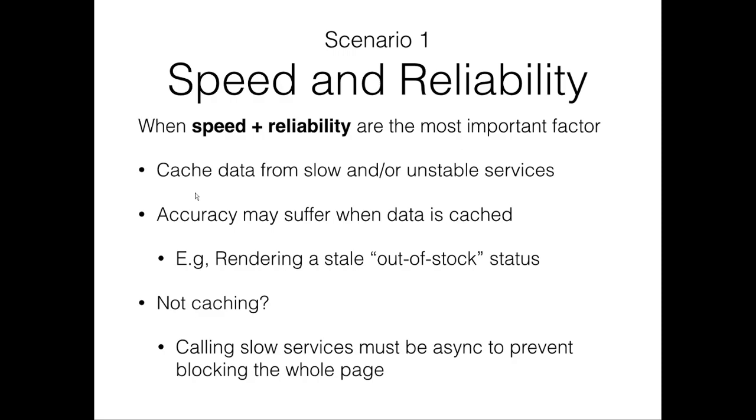So let's look at a couple different scenarios. Scenario 1: what do we do when speed and reliability are the most important factor? We can live without accuracy on the data, but we really cannot afford to fail whale a page if we can't get this data. So really we're going to need to cache data from slow or unstable services, but accuracy may suffer when data is cached. For instance, if you cache product information, you may wind up rendering a stale out-of-stock status. If you're not caching, calling the slow service must be async to prevent blocking the whole page from loading, and that's very important.